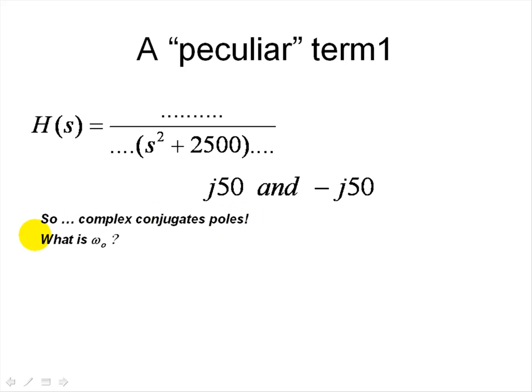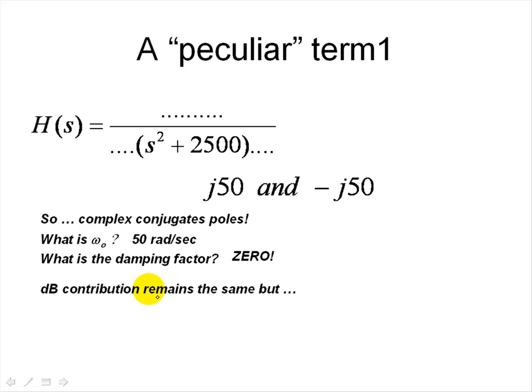But what is omega naught? It is the square root of 2500. It is 50 radians per second. And the damping factor, the z? It is 0. By the way, the decibel contribution of this 0 damping complex pair remains the same, but its phase contribution looks like this.